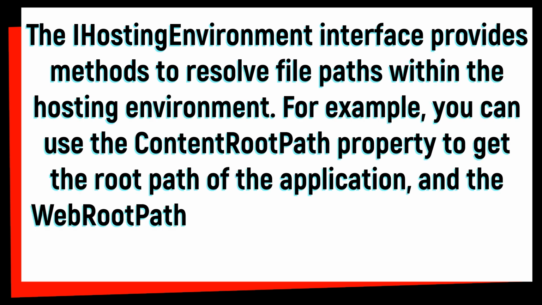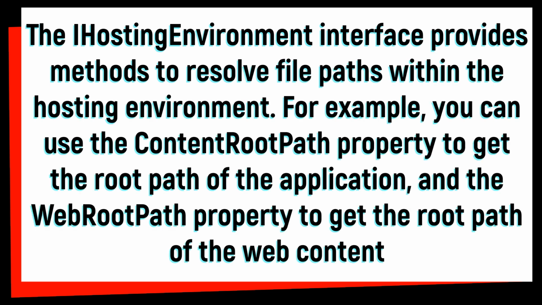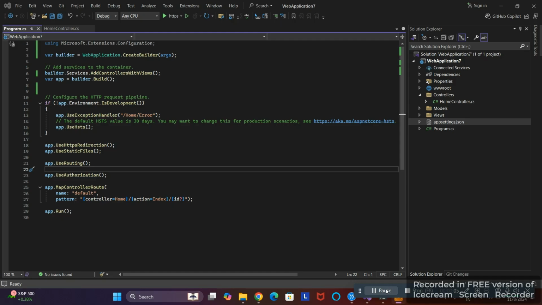The IHostingEnvironment interface provides methods to resolve file paths within the hosting environment. For example, you can use the ContentRootPath property to get the root path of the application and the WebRootPath property to get the root path of the web content. Actually, IHostingEnvironment has two properties: one is ContentRootPath and another one is WebRootPath. By using ContentRootPath, we can get the root path of the application, and by using WebRootPath, we can get the web content of the application. Let's see a real-time example to understand more about IHostingEnvironment.